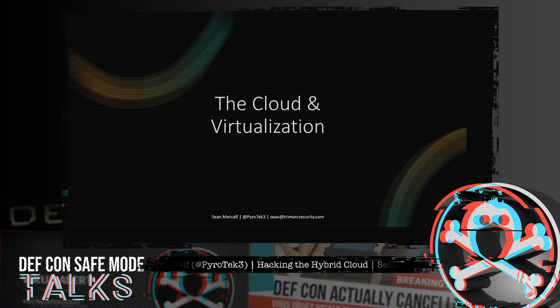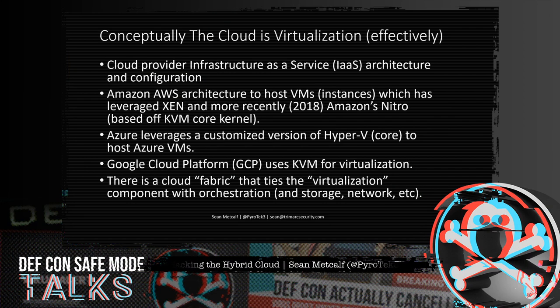This section covers virtualization concepts and controls as foundational information to better set up and describe potential attacks. Conceptually, the cloud is virtualization, certainly from an IaaS perspective. Amazon has used Xen and has switched to Nitro. Azure uses a custom version of Hyper-V Core. And Google Cloud Platform uses KVM.